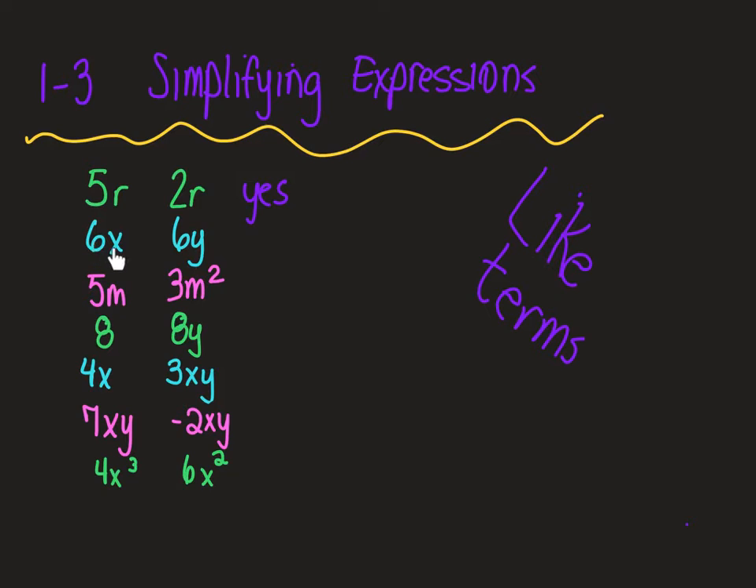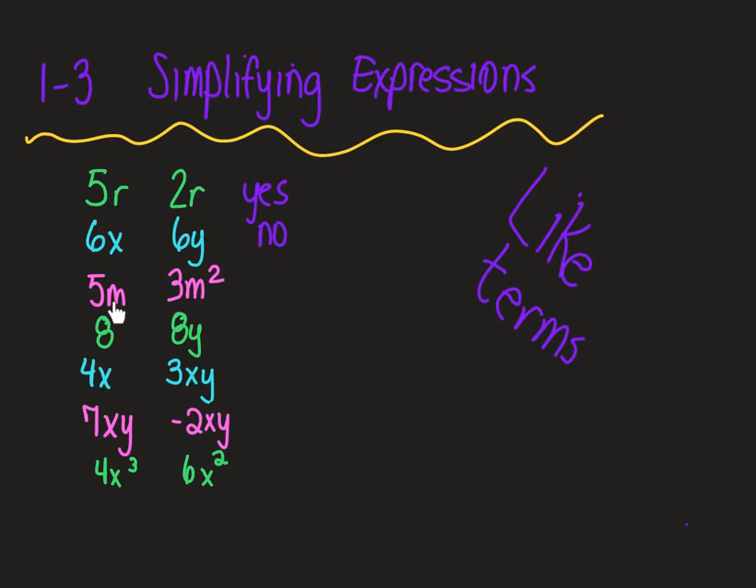All right, our next example. I have 6 x's and I have 6 y's. Well, I have the same amount, but are they like terms? Are they the same thing? 6 chicken legs, 6 green beans. No, they are different. They are not like terms. They have different letters. So different letters mean different foods. They're not the same food. And so, no, they are not like terms.